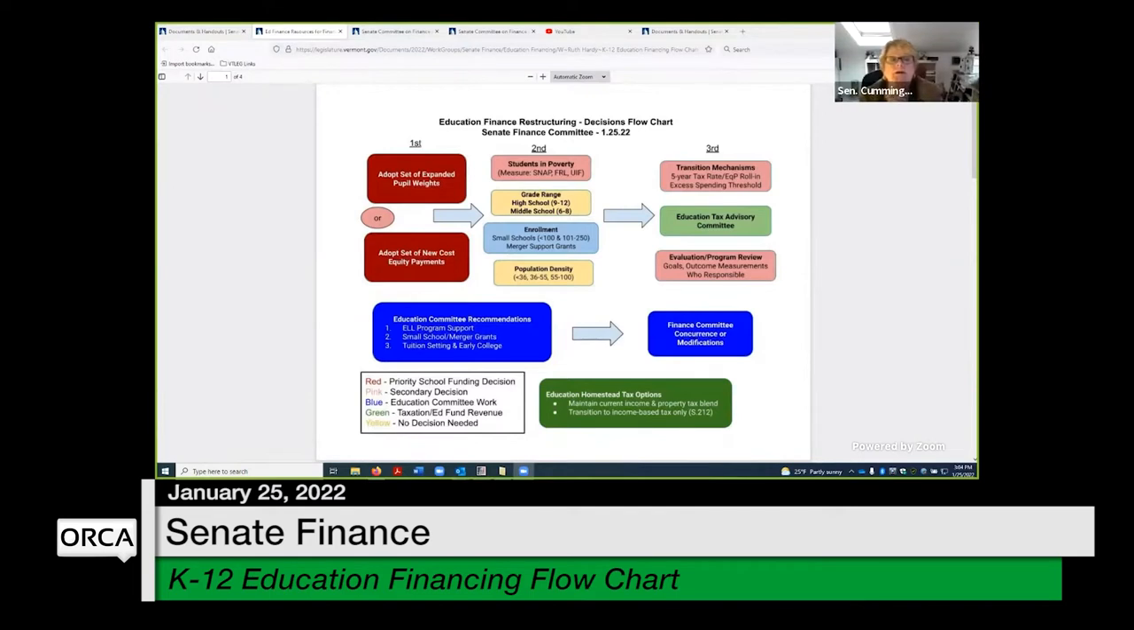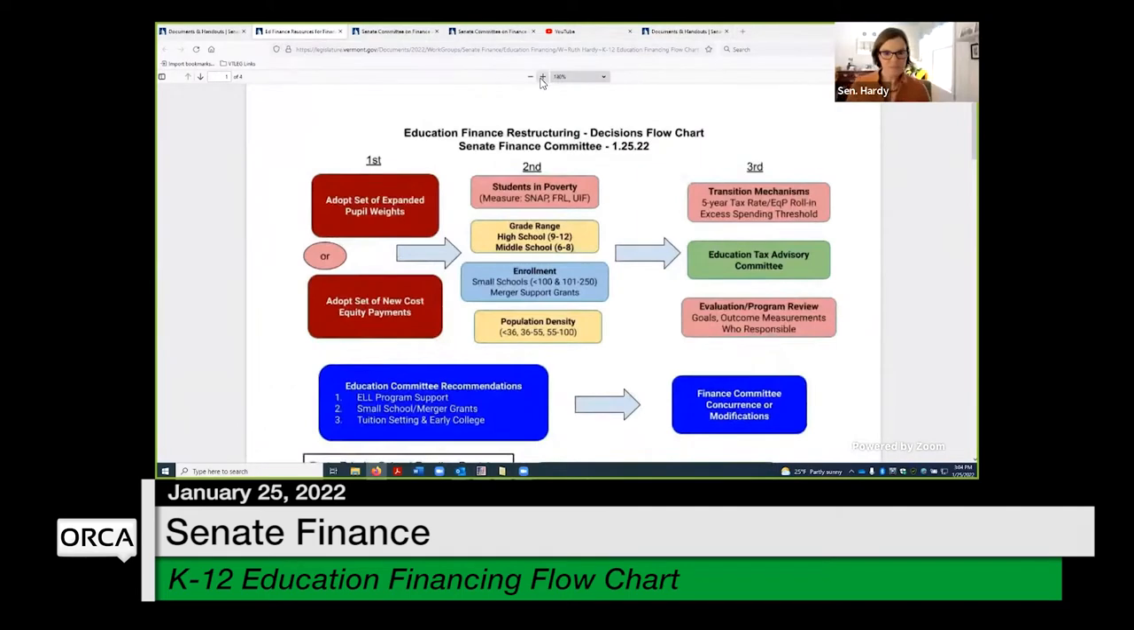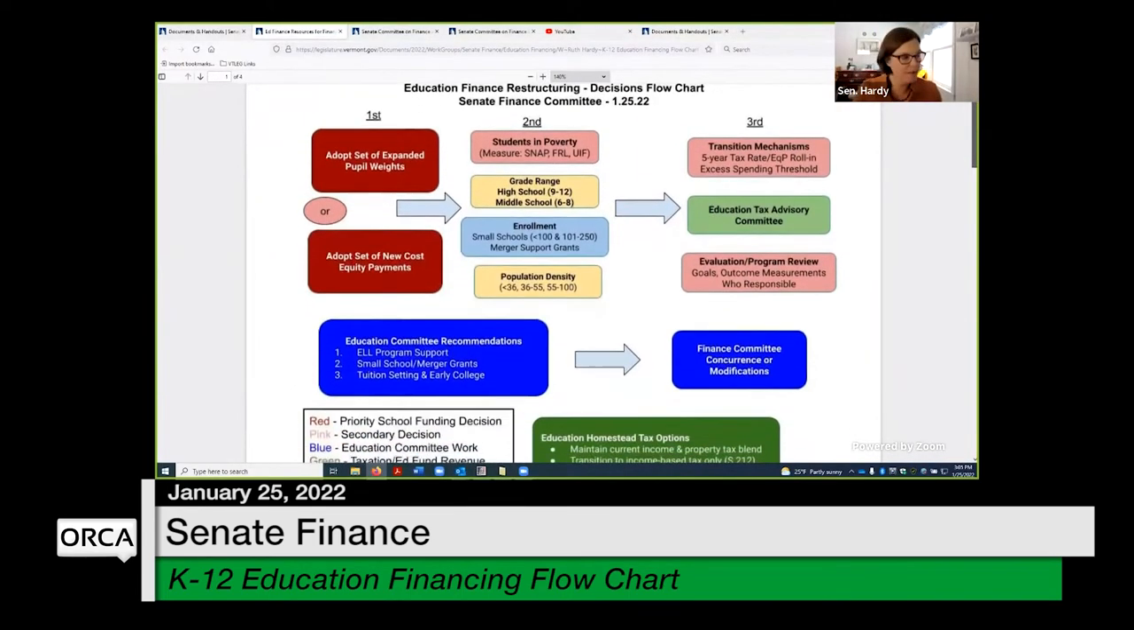Okay, so Senator Hardy, do you want to walk us through what you think this is? Sure. I saw it yesterday. Sorry, I was actually attempting to share my screen as Faith was doing it. I almost figured it out too. Okay. Could you maybe zoom in a little bit? Okay. There you go. And this is also on our website under my name.